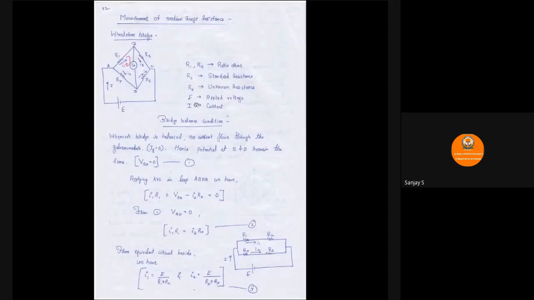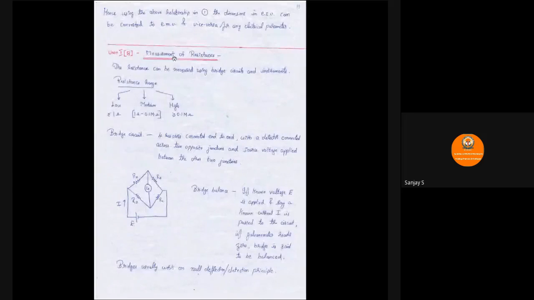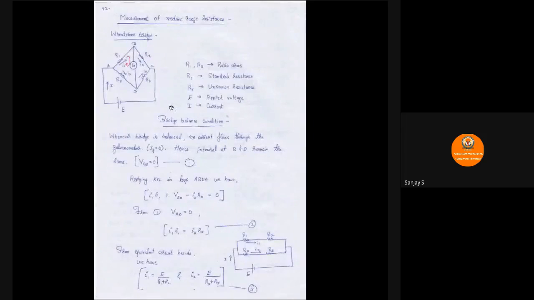Next, we start with the first circuit, which is called the Wheatstone bridge circuit. This is basically used for the measurement of medium range resistance, that is, measurement of resistance falling in the range between 1 ohm to 0.1 mega ohm. So we have this Wheatstone bridge circuit. I have all the four arms here, R1, R2, RS, RX, and I have source voltage E.